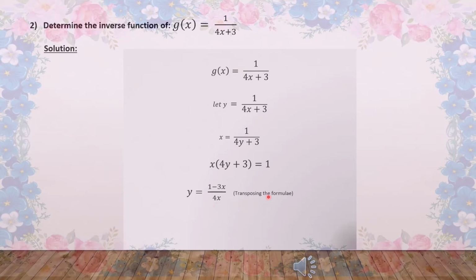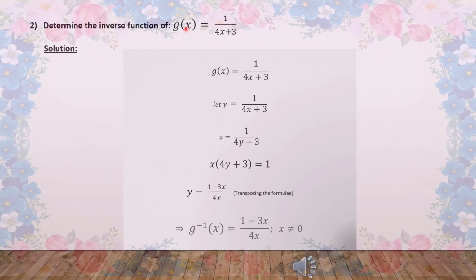Alright, so next thing after this, you make y the only variable on one side. That is what is meant by transposing. Y is the only variable on one side of the equation. You have all your y terms here and all your x terms here. Now the next step after this is your conclusion step.